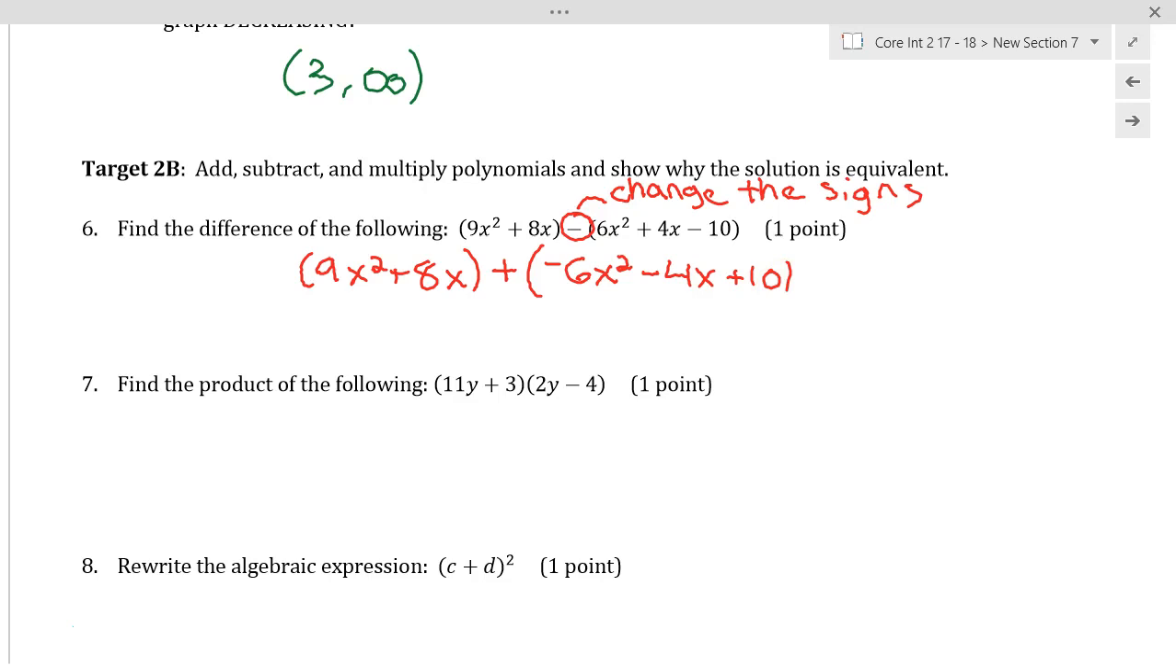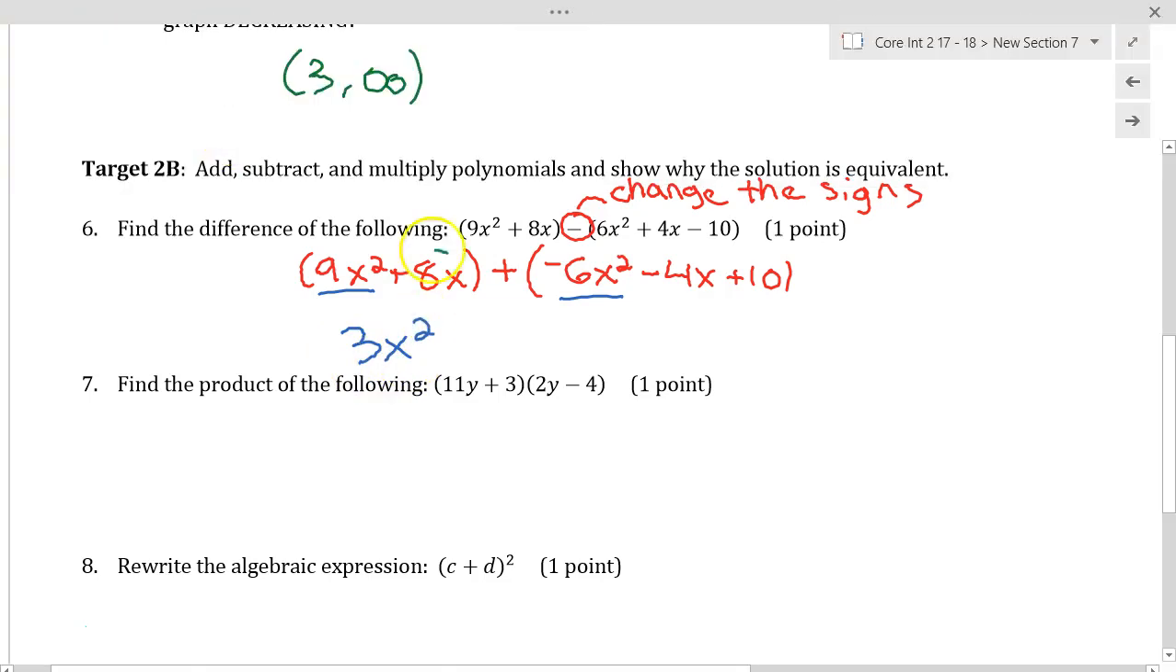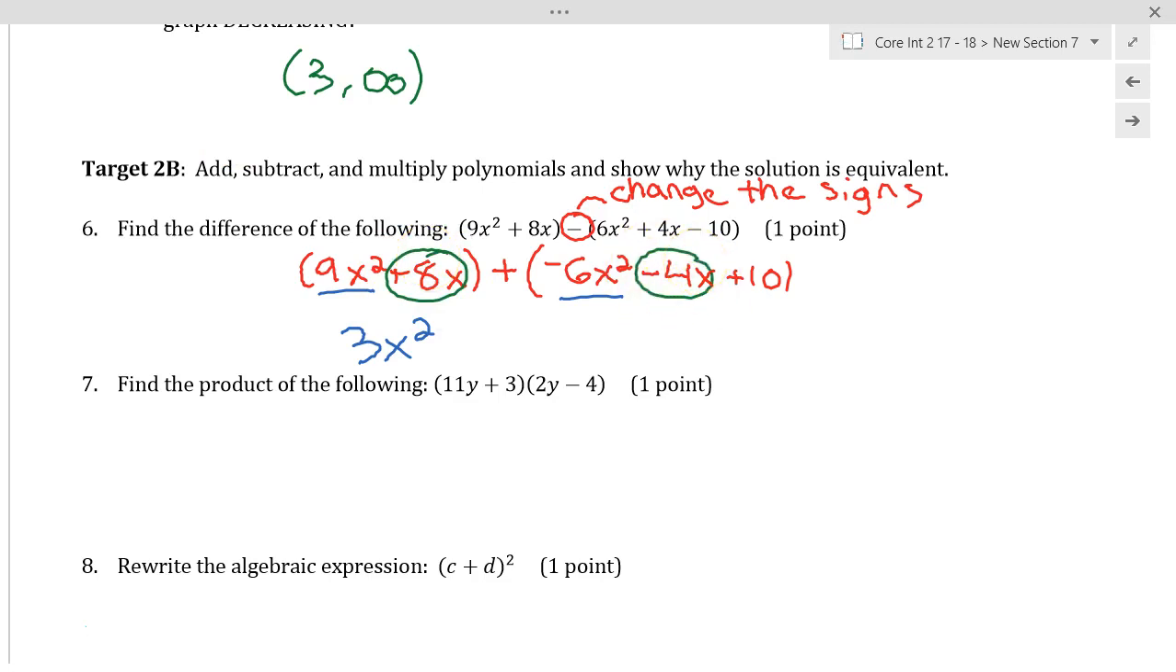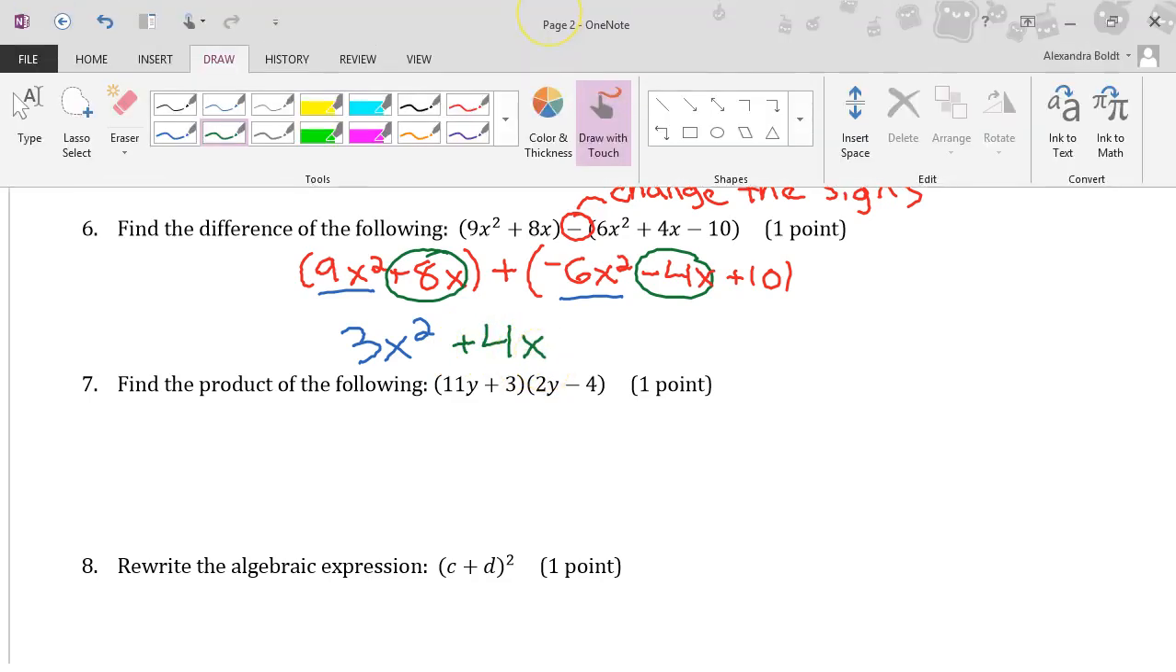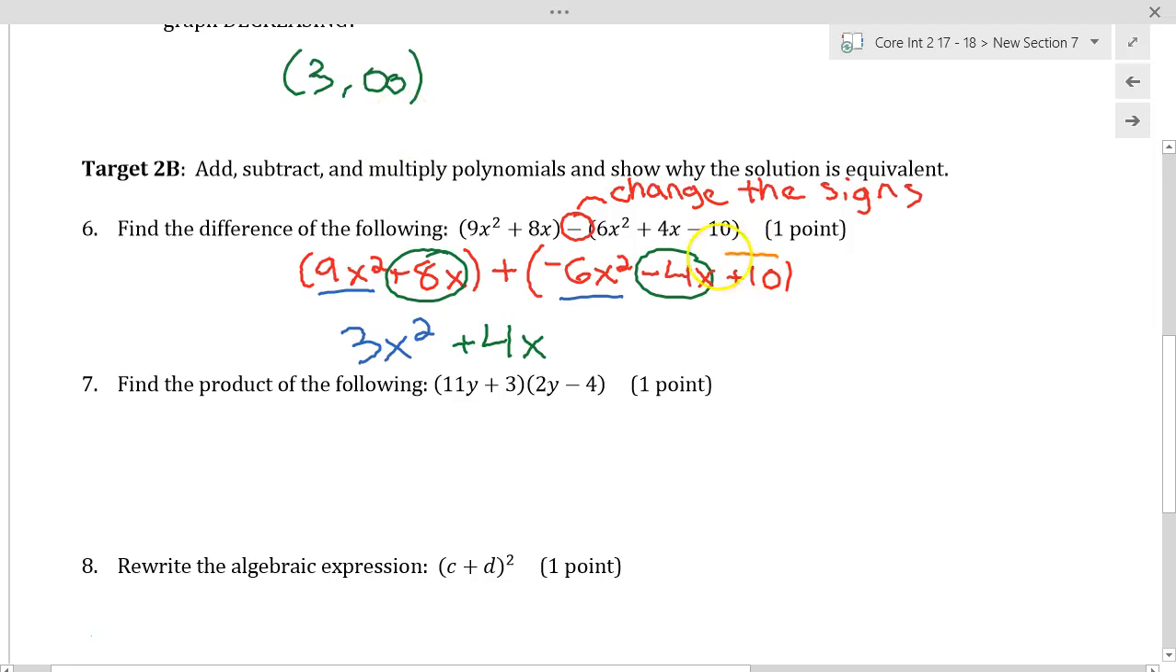Now I'm just combining like terms. I have a 9x squared and a negative 6x squared. 9 minus 6 is 3x squared. I have an 8x and a negative 4x. 8 minus 4 is positive 4x. And then I just have a positive 10, so that's plus 10. So there's my answer, 3x squared plus 4x plus 10.